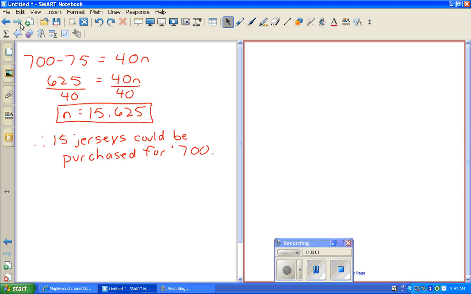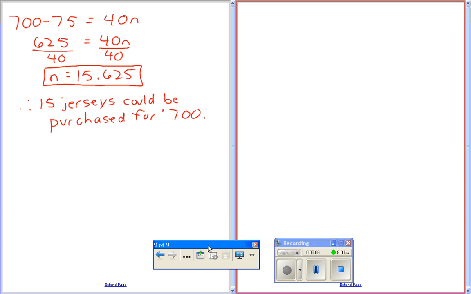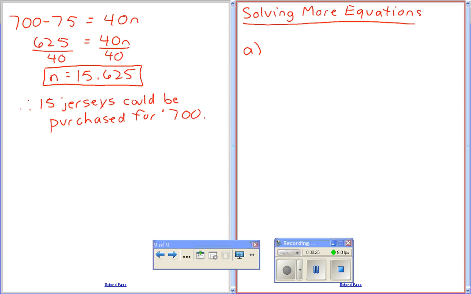Solving more equations. Today is no notes, just examples. Letter A. Okay, this one looks a little more awesome than what we did yesterday.